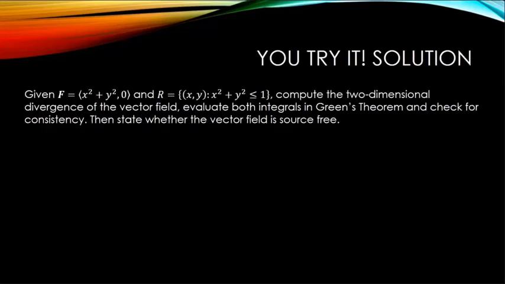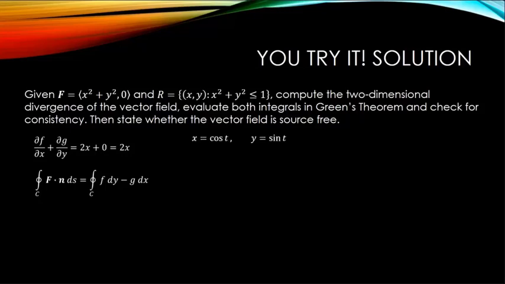The first thing I need to do is compute the divergence of my vector field. The partial of f with respect to x plus the partial of g with respect to y gives me 2x plus 0, or 2x. The closed integral over C of f dotted with n ds is the closed integral over C of f dy minus g dx. The parametric form of x is cosine t. The parametric form of y is sine t. F in parametric form gives me cosine squared t plus sine squared t, which is just going to be 1, and g is equal to 0.